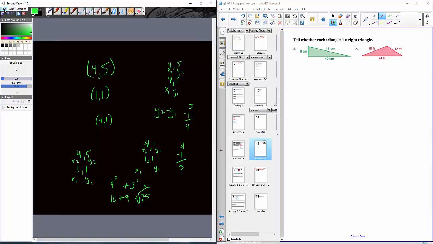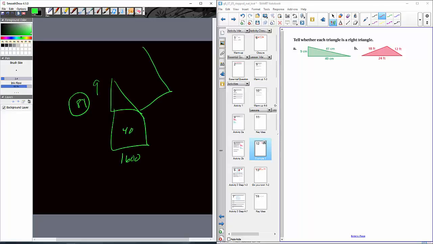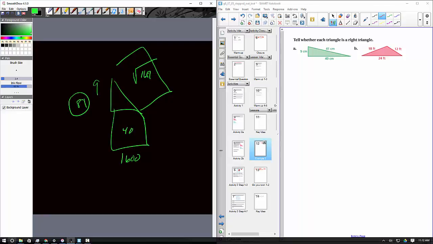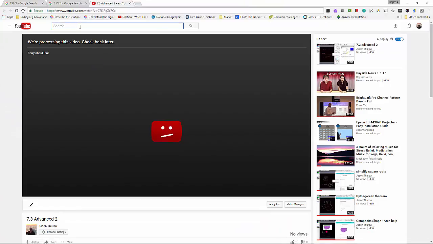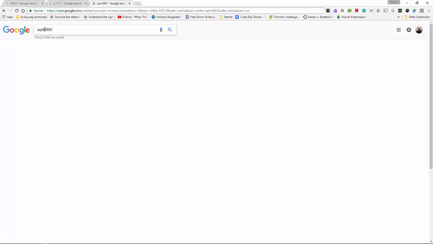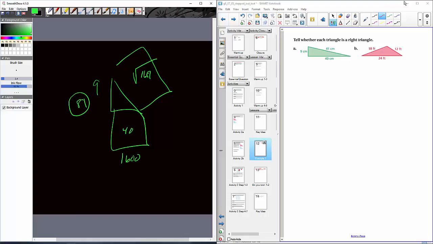Let's go through it. And if I just take 9 times 9, and I get 81, and I take 40 times 40, and I get 1600, well, that should be 1681 altogether, right? 1681 when I add them up. Well, if I take the square root of 1681, and let's just quickly do that. I don't know what that is offhand, but it should equal 41, right? So let's just do square root, and I get 41. So if I look here, let's see if that was true. Yeah, 41. So this is a true statement.